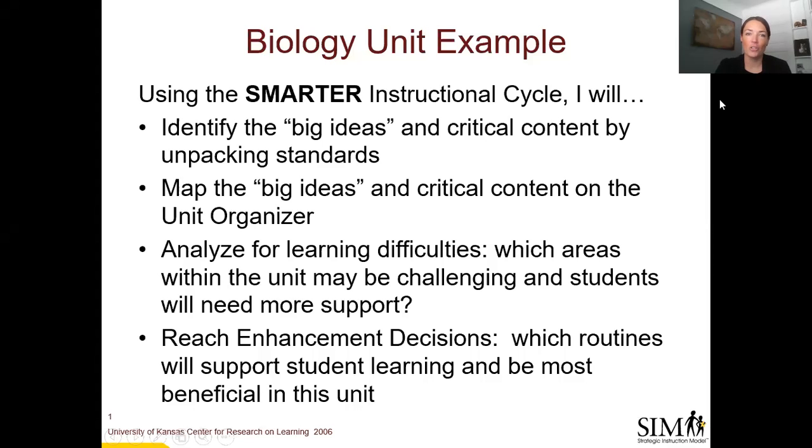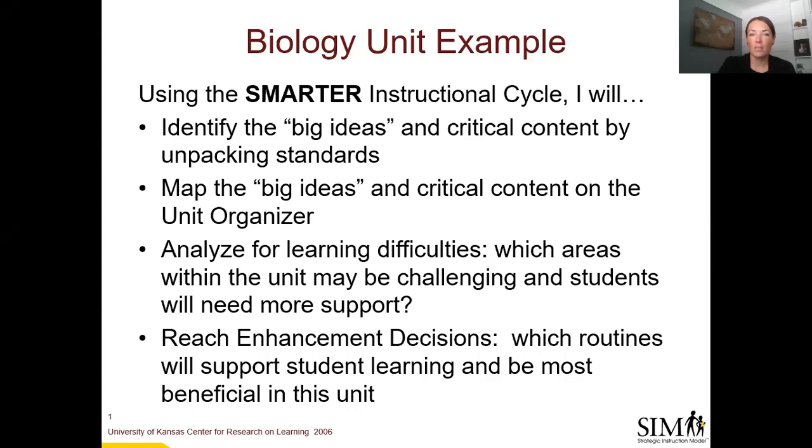Hello, my name is Fawnia Schultz, and I'm a staff developer with Pinellas County Schools and a SIM content enhancement professional developer. And today I'm here to walk you through my thought process on how I unpack a unit and how I plan for a unit using content enhancement routines. The example I'm going to show you today is for a biology course.